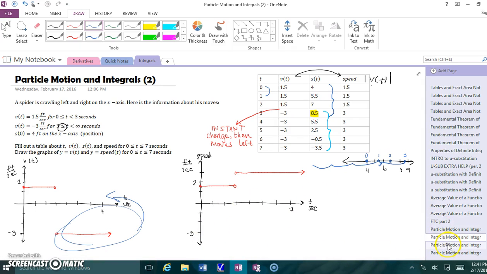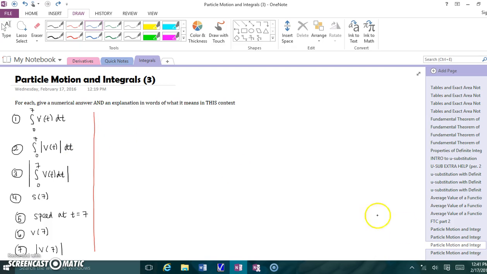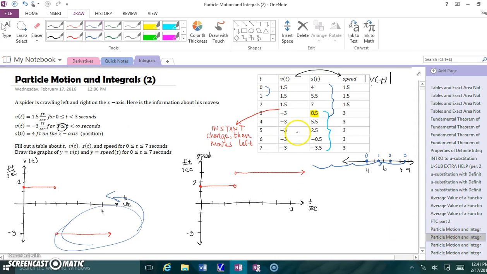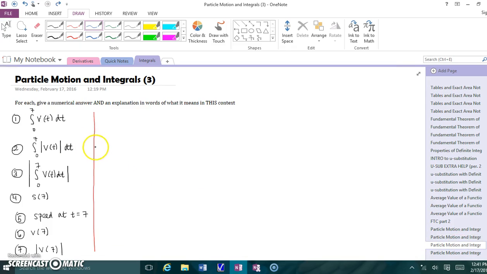The next page here, I have questions based on these graphs and this table and this information. So this is an extension of the problem before. For each of these 7 quick questions, I want you to give a number, so it'll equal a number, and then I want you to state or explain in words what it means in this context: movement, left and right, speed, displacement, all that stuff. So pause the video and take some time and fill this out, and then we'll go over the answers together. Make sure you're actually pausing the video.